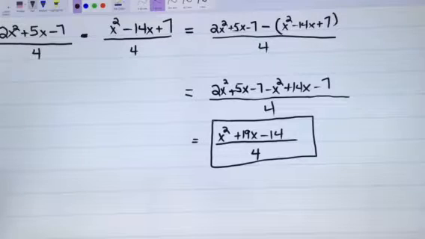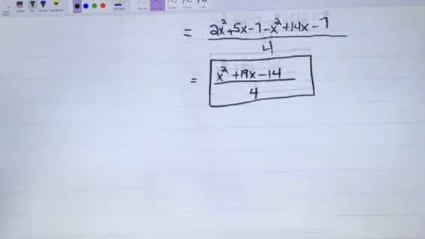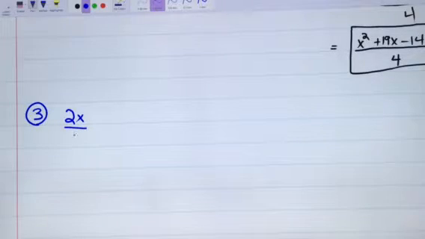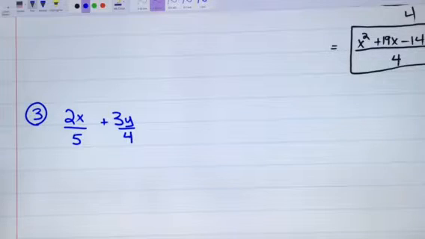Now, let's say we have rational expressions where we do not have the same denominator, as a third case. Let's say we have something very basic: 2x over 5 plus 3y over 4.